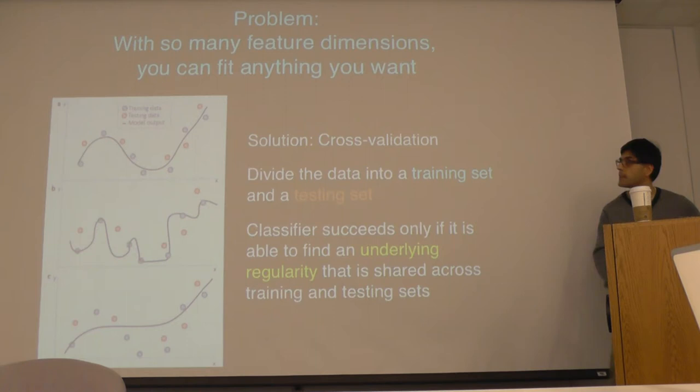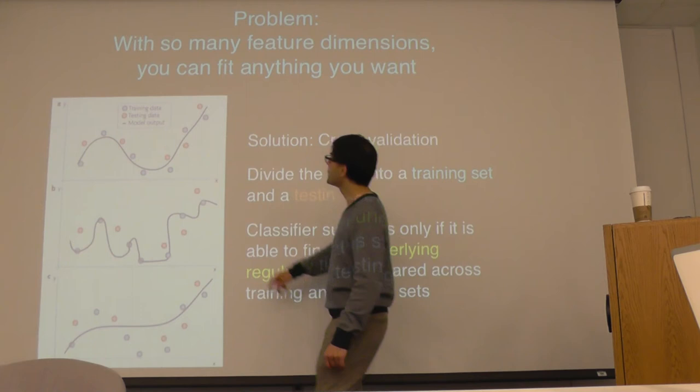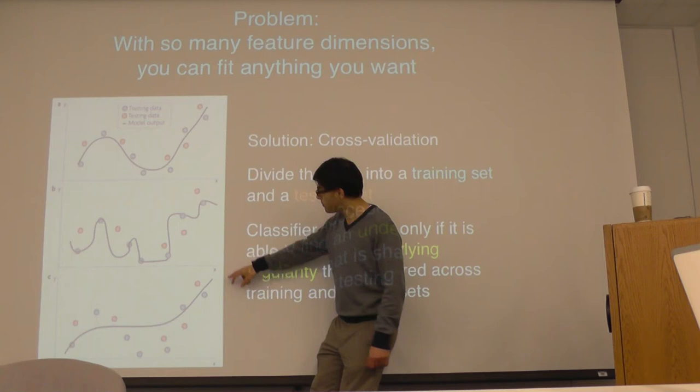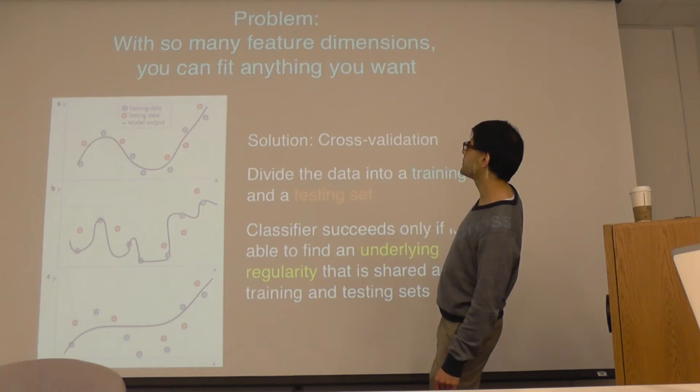Okay, so here's an example of that. Are these color differences clear here? The training data is blue and the testing data is red. So imagine you can only see the blue dots. These pictures, despite the lines being different, all have the same dots every time, I think.